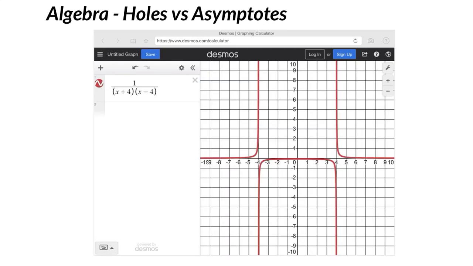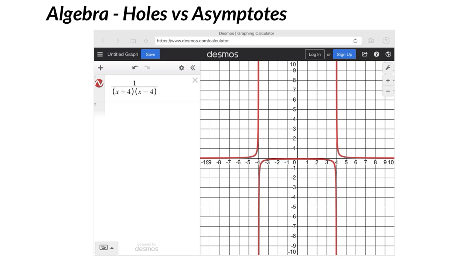I wanted to quickly talk about discontinuities in rational functions and the difference between an asymptote and a hole. Now, discontinuities are any time that basically we're dividing by zero, any x value that would cause that to happen.